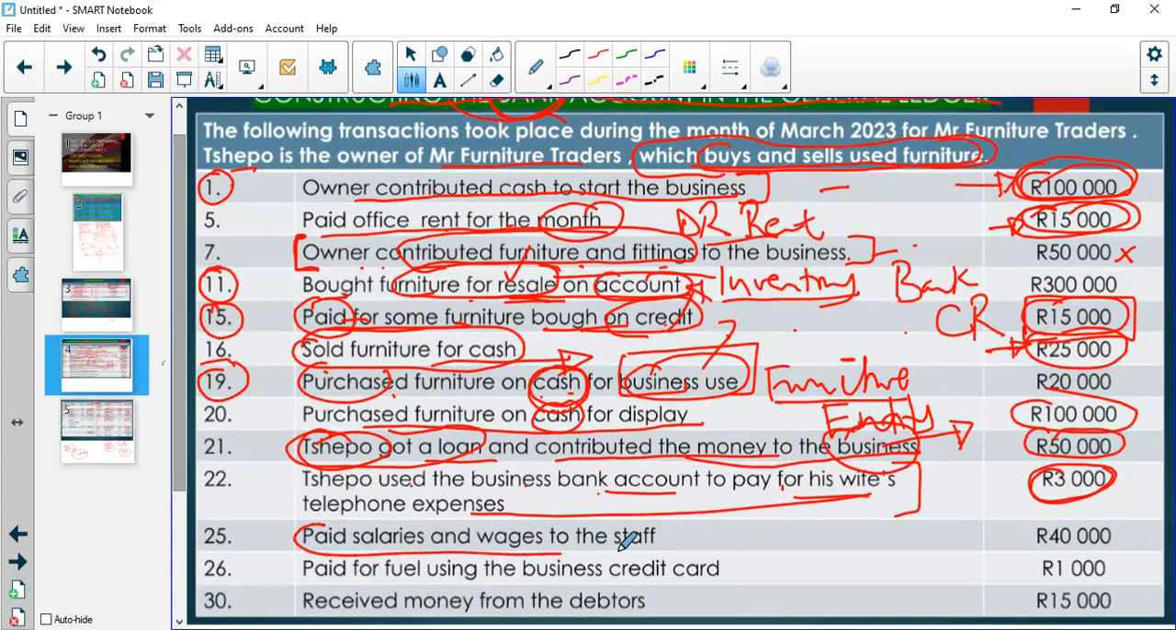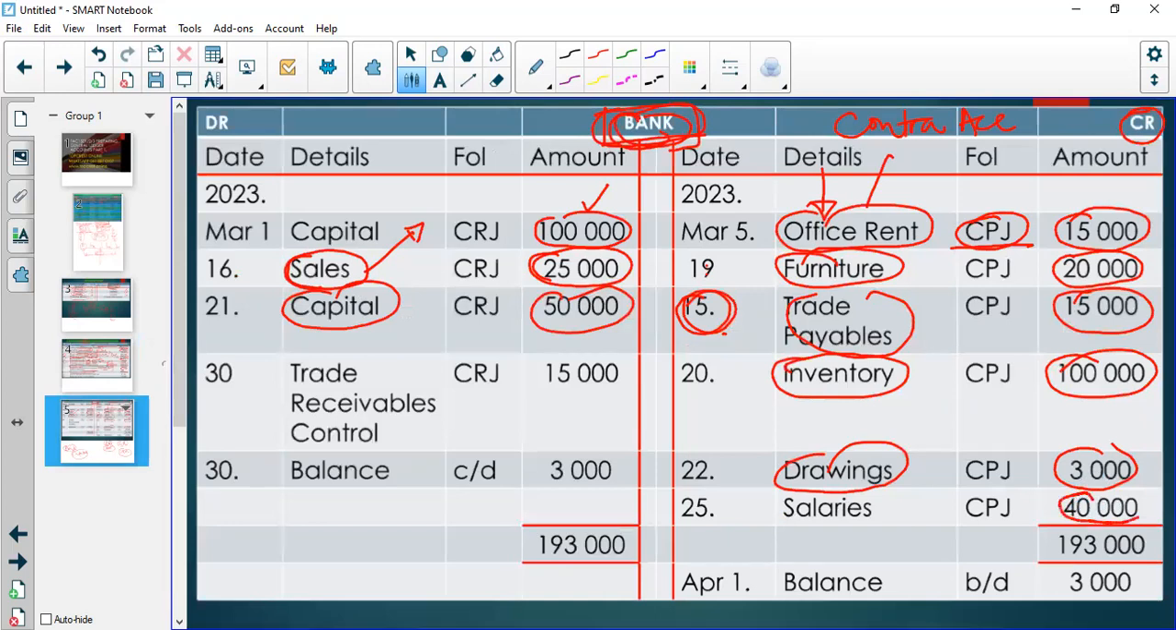And then we paid salaries and wages for the staff. That's 40,000. So when we pay, the money goes out, the bank balance reduces, the asset decreases. So we're gonna record this 40,000 here under salaries. All right. And when we say under salaries, we're saying that salaries is the account that was debited with the 40,000. So it's debit salaries, credit bank 40,000. Debit drawings, credit bank 3,000.